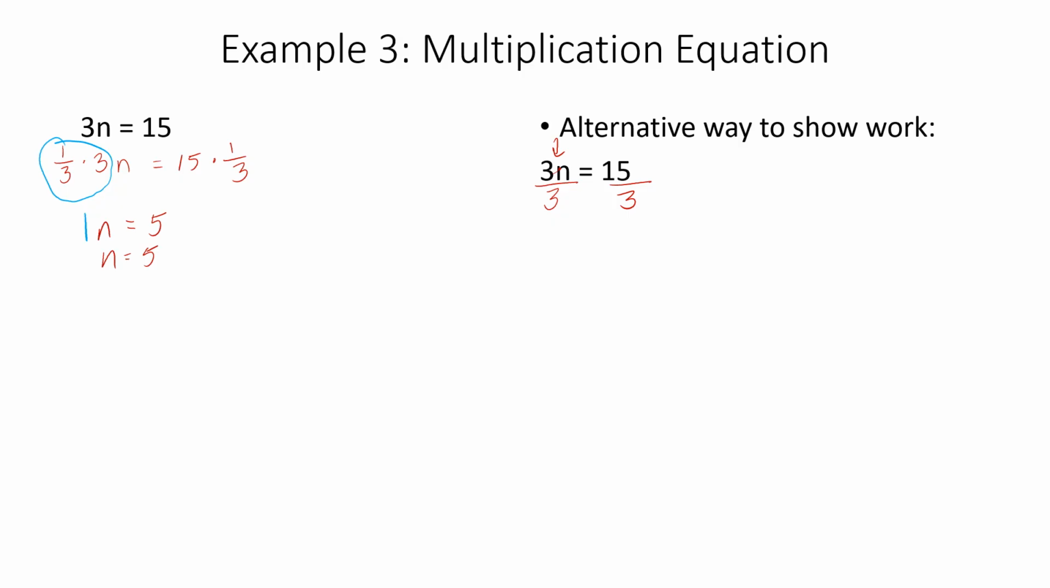And now we're using this: 3 divided by 3 is equal to 1, and 1 times n is n. And once again, there will come a point where you will just say 3n equals 15, therefore n is equal to 5, but you should be able to explain that what happened there was we divided both sides by 3.